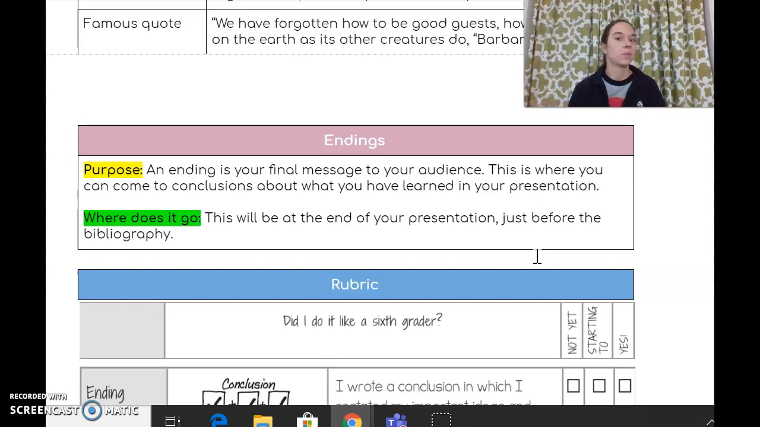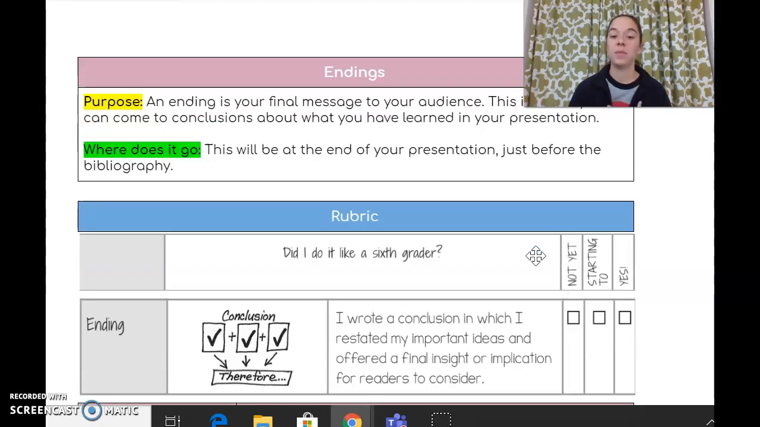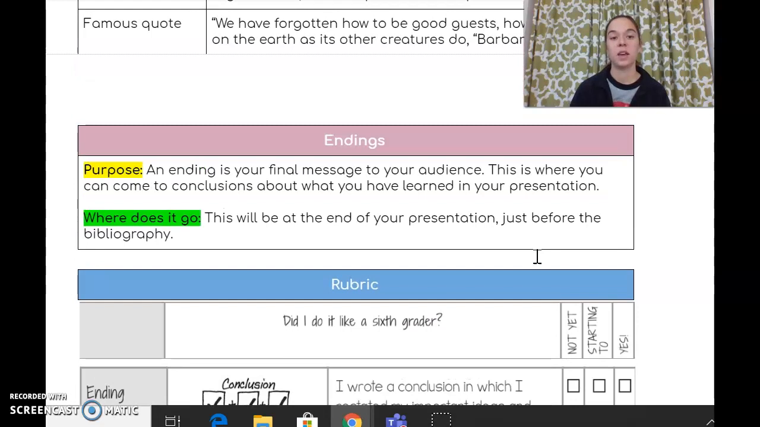So endings, pretty simple, right? You probably guessed. It's the final message to your audience. This is where your conclusion comes into play and kind of shows maybe what you learned or presents even a new thought or new thinking on your topic, okay? Now, a lot of people get really stressed about their ending, saying, oh my gosh, I need to answer all of my research questions. That's not necessarily true, okay?